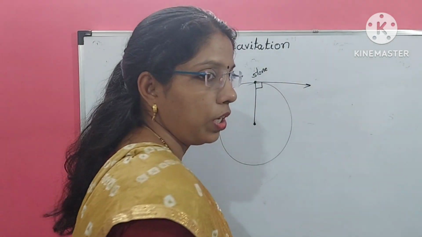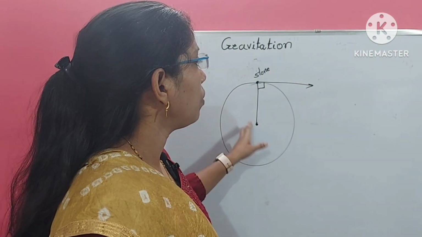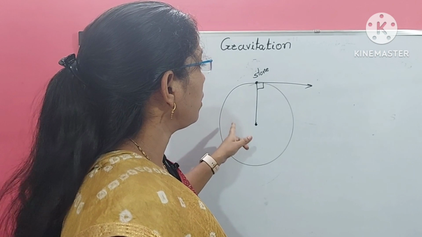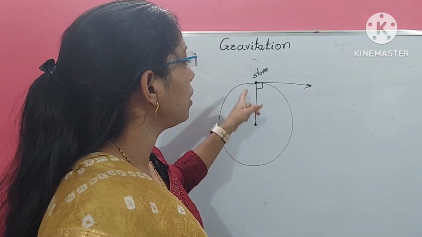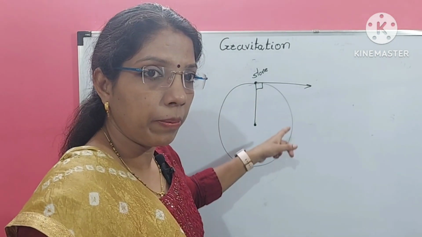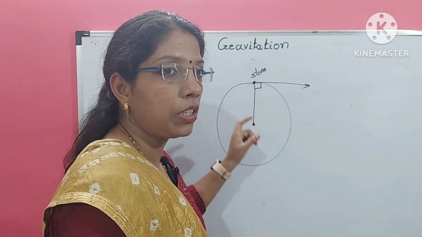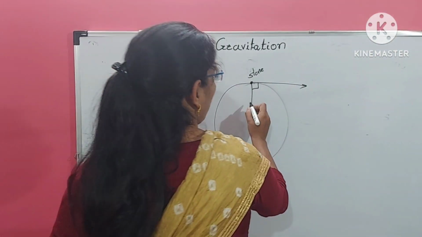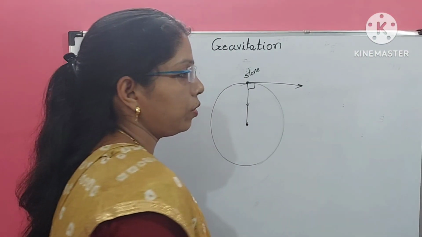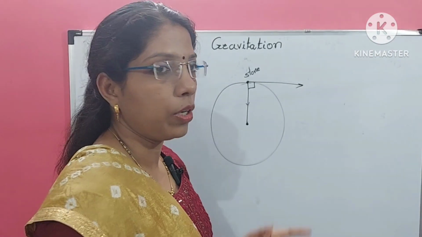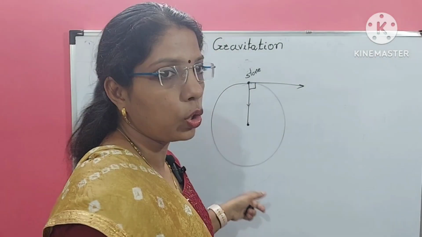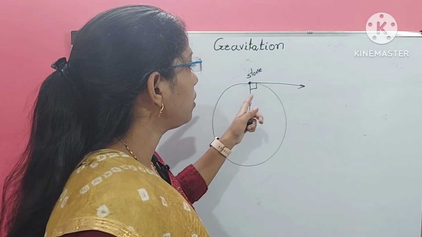So here is a stone, and we are holding that stone, and we are revolving. When the stone is acted upon by the centripetal force, centripetal means seeking towards center. Here also the direction of force is directed towards the center of the circle, similar to gravitation, but it is a circular path. So the object is revolving.